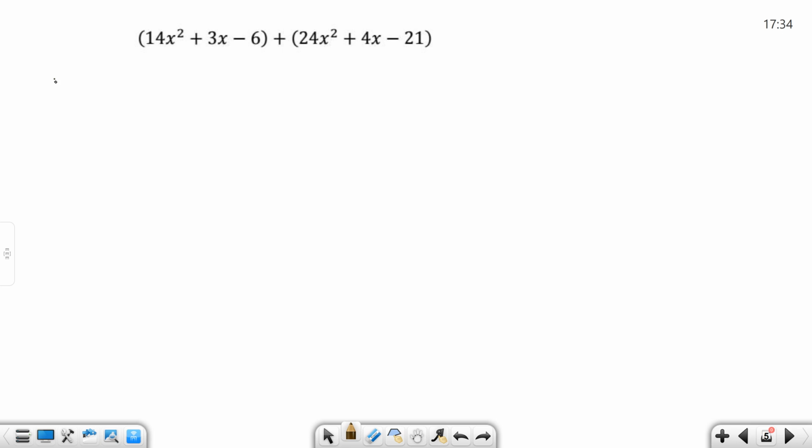So I'm going to remove the parentheses. I'm going to do horizontal first. I'm going to do H for horizontal, V for vertical. 14x squared plus 3x minus 6. Over here, this plus sign says don't change any of these signs. What kind of 24 is this? It's positive in here. So when I write plus 24x squared, it's because this is positive, not because of that sign right there. That sign just means don't change anything that follows it. All right? So plus 24x squared because that's positive right there. There's nothing there. And then plus 4x minus 21.